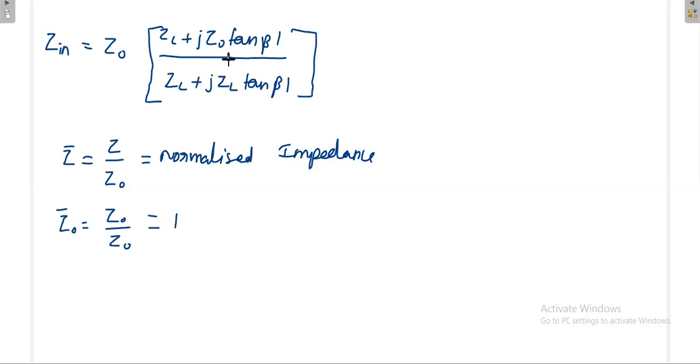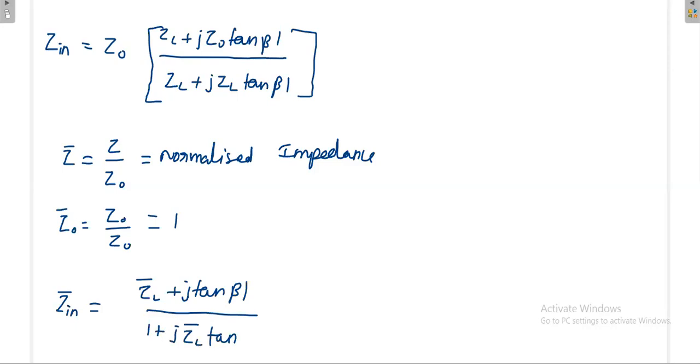Once you normalize all the impedances, dividing all of them by z naught, the first one is z in bar, and z naught by z naught is 1. Then z in bar is equal to zl bar plus j tan beta l, divided by 1 plus j zl bar tan beta l. This is the input impedance in the normalized format.